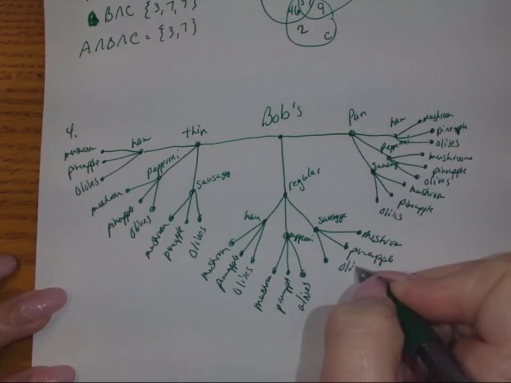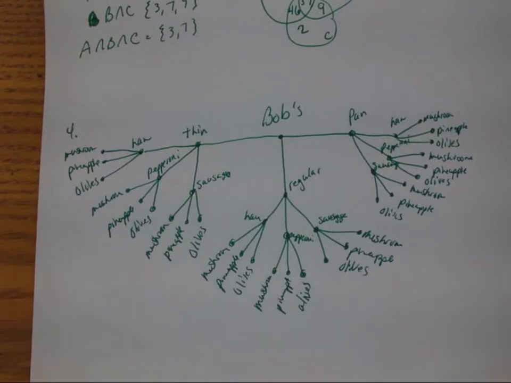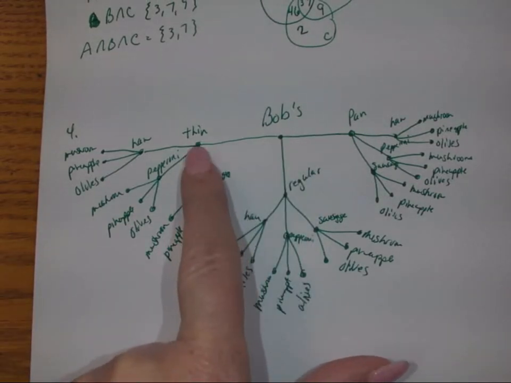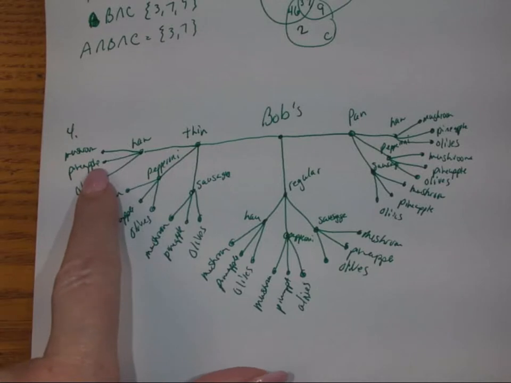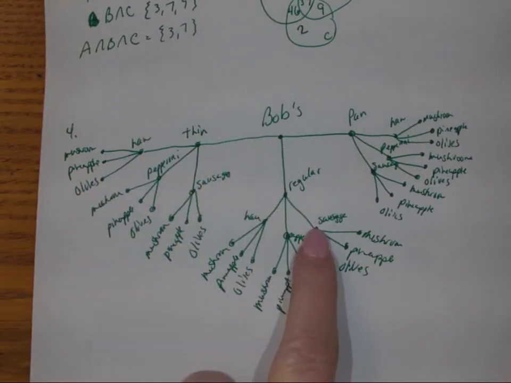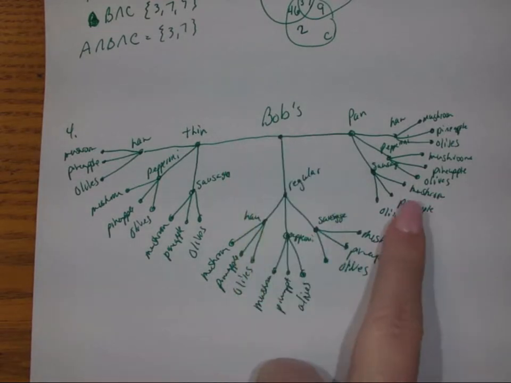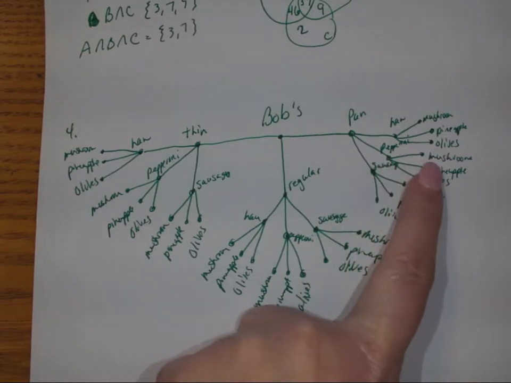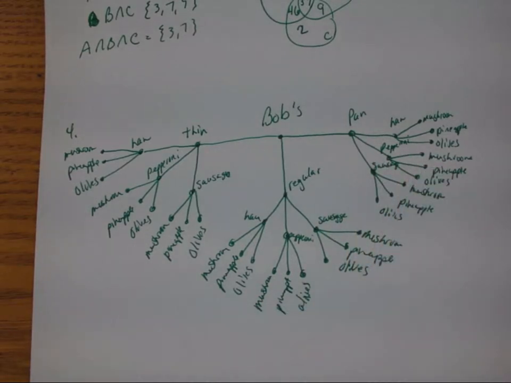So what that allows is if I want to make an order at Bob's Pizza, and let's say I want thin crust, I can say, you know what, I want thin crust with ham and pineapple. Or maybe I want regular crust with sausage and olives. Or maybe I want pan pizza with pepperoni and mushrooms. So you get to follow the flow chart. You can pick any combination on there.